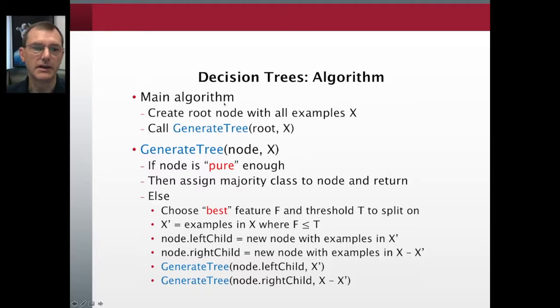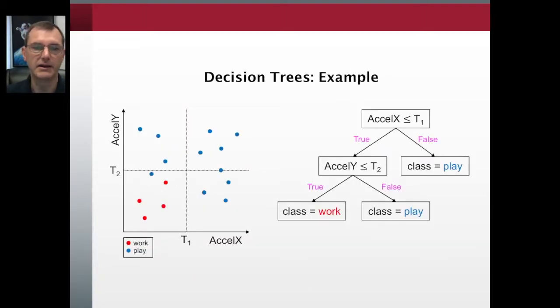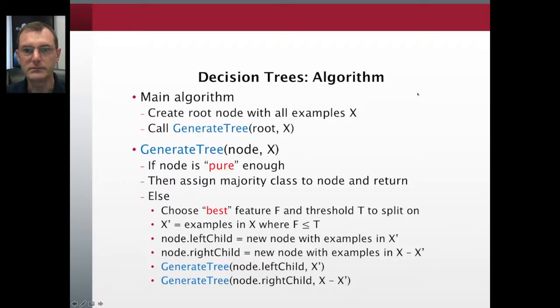We start off generating a root node, and for each of the nodes in our decision tree, we're going to associate a subset of the examples with it. Our root node is going to have all of the examples. If we look back at our example here, here's our root node, and it has all of the examples. I think we have 16 examples total, so all 16 are associated with this node. Once we have this root node and its associated examples, we pass those into a procedure that's going to generate the tree for us.